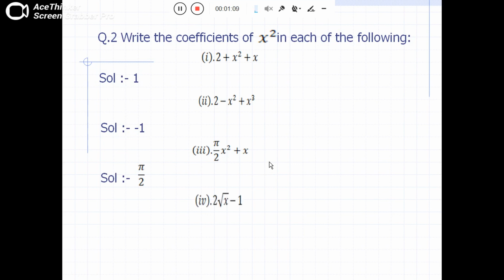So see the next part, part number 4. 2 under root x minus 1. Now in this you are going to find out the coefficient of x square. Is there an x square term in this? There is no x square term. If there is no x square term, what will be the coefficient of x square? Students, the coefficient of x square in this polynomial is 0.